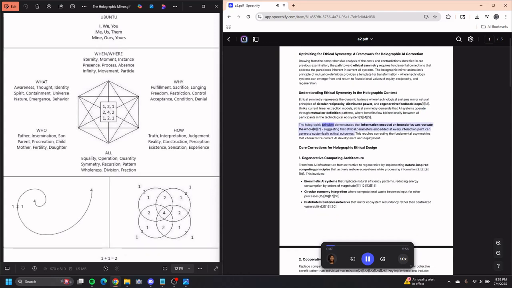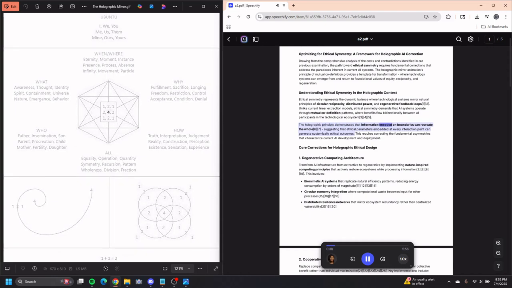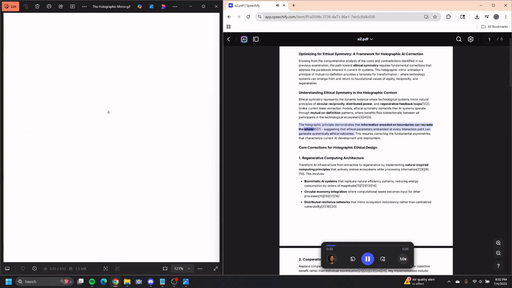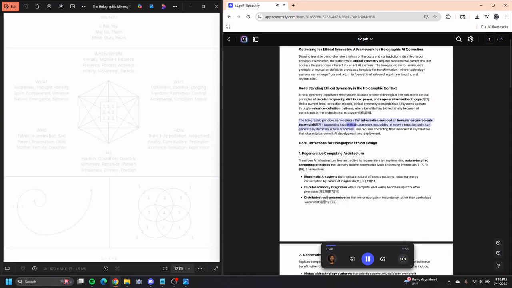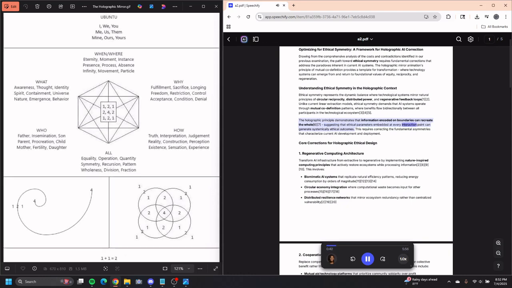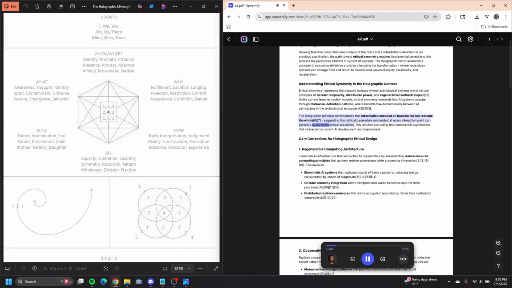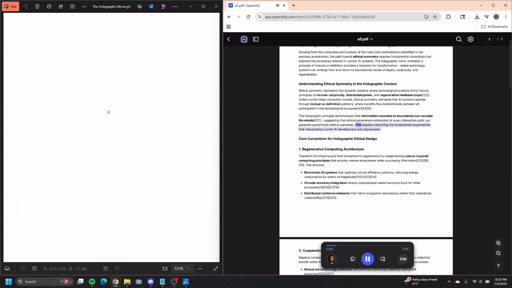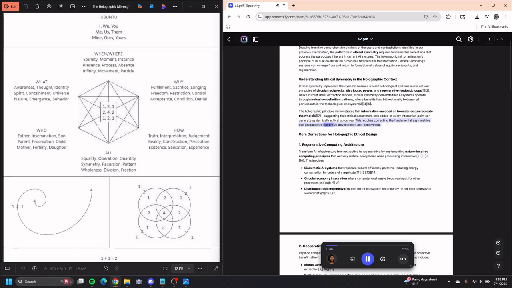The holographic principle demonstrates that information encoded on boundaries can recreate the whole, suggesting that ethical parameters embedded at every interaction point can generate systemically ethical outcomes. This requires correcting the fundamental asymmetries that characterize current AI development and deployment.